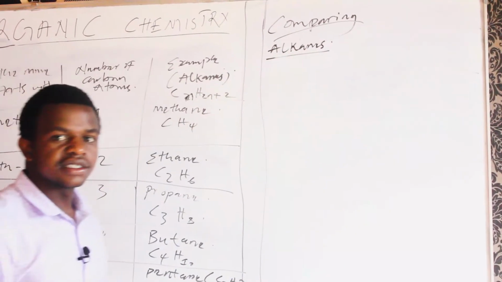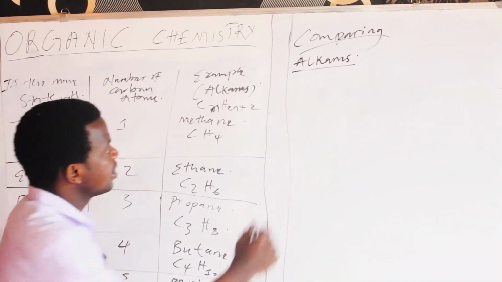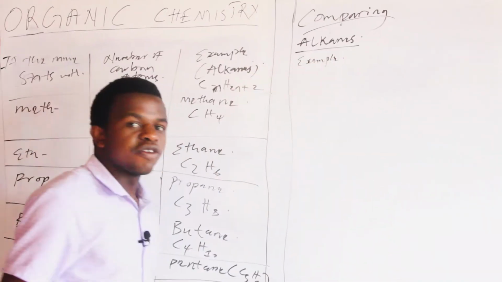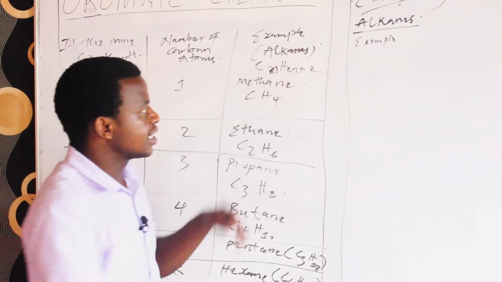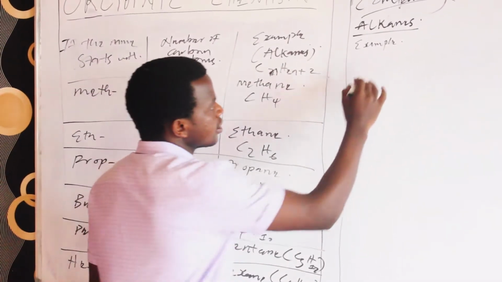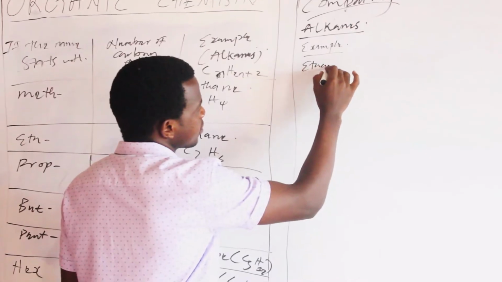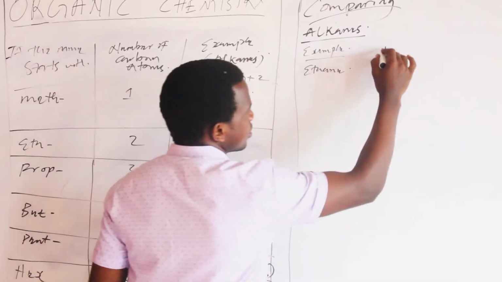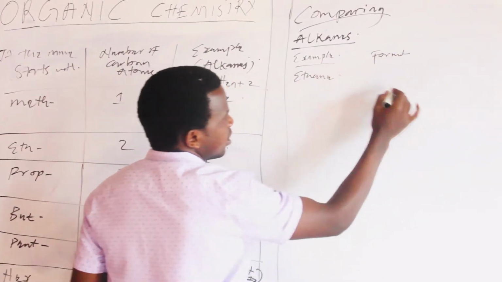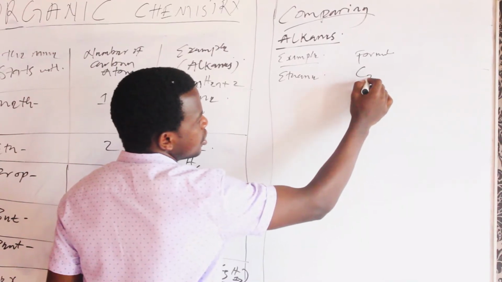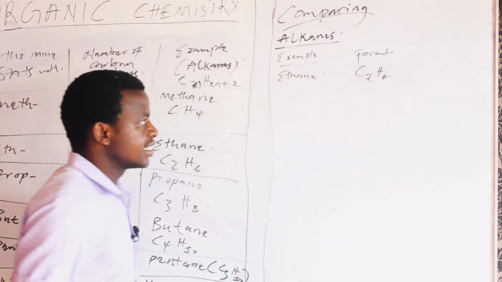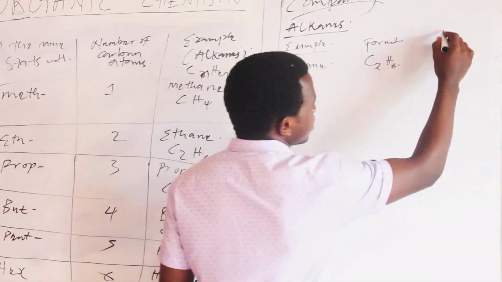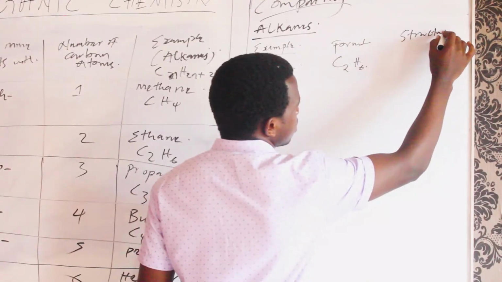And from the alkanes, an example of an organic compound that I'm going to give here is ethane. And the formula of ethane is C2H6. That's the formula. And if we write the structural formula of ethane, it's going to be in this form.